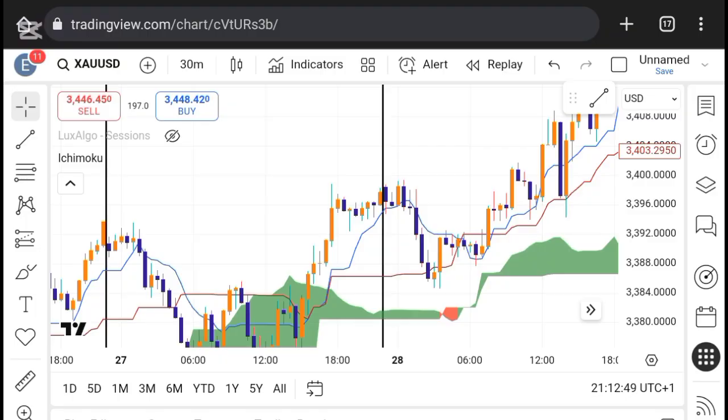To trade this Ichimoku Cloud, for you to use this, first you are going to apply this on your 5-minute time frame.